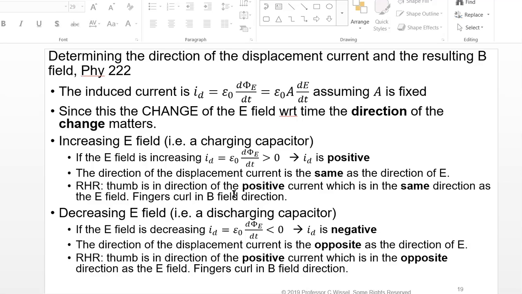The right-hand rule for this is the thumb is in the direction of the positive current, which is in the same direction as the E field. The fingers curl in the B field's direction. If it is a decreasing electric field, that is maybe a discharging capacitor, if the E field is decreasing, then I_D, which is epsilon naught d phi_E dt, is less than 0, and I_D is negative. The direction of the displacement current is opposite the direction of the electric field. The right-hand rule for this is that the thumb is in the direction of the positive current, which is in the opposite direction of the electric field. So the fingers curl in the B field direction.